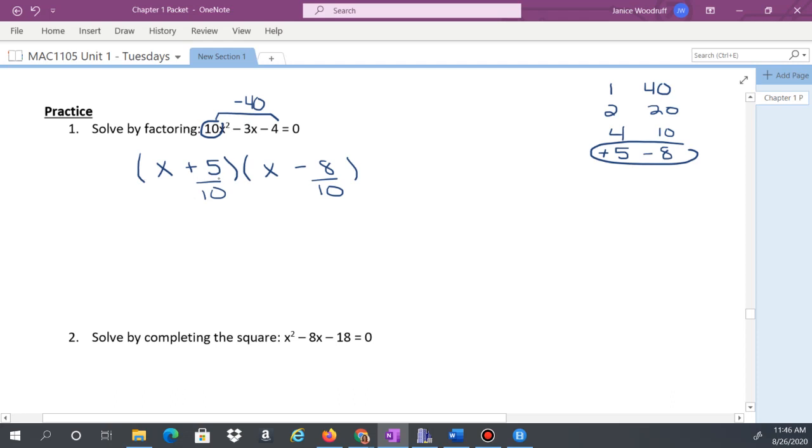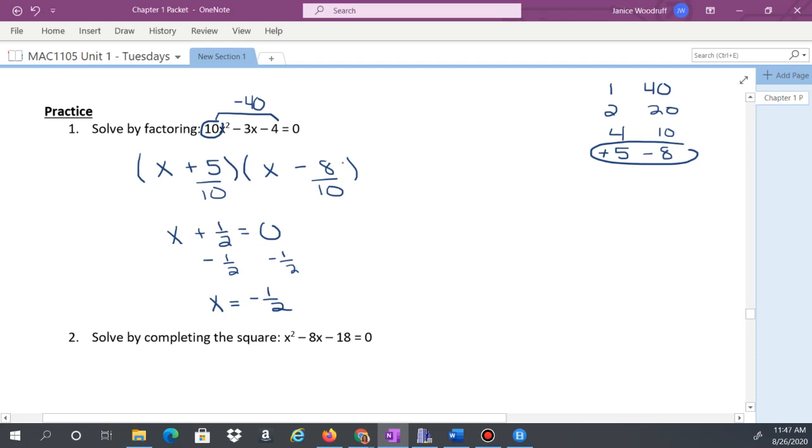So I'll show you this. 5 over 10 simplifies to 1/2. So this is x plus 1/2. You don't need to move the 2 here because you're actually solving. So if you just go x plus 1/2 equals 0, subtract the 1/2, x equals negative 1/2.